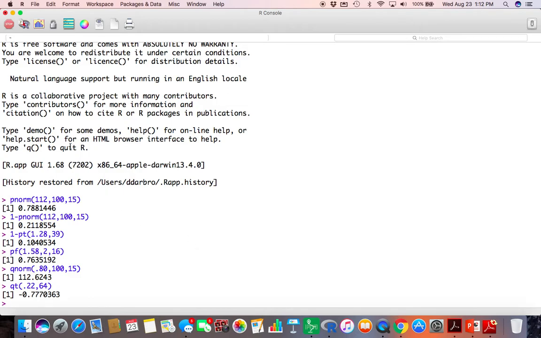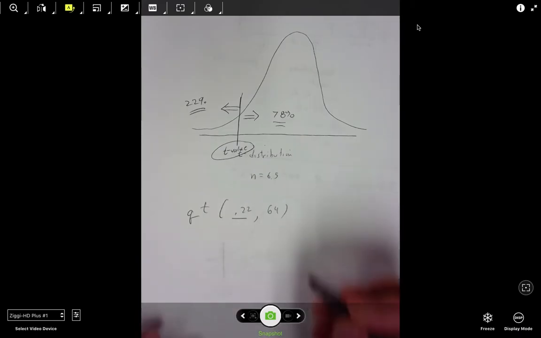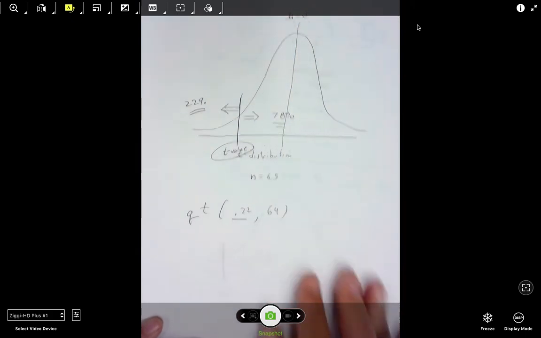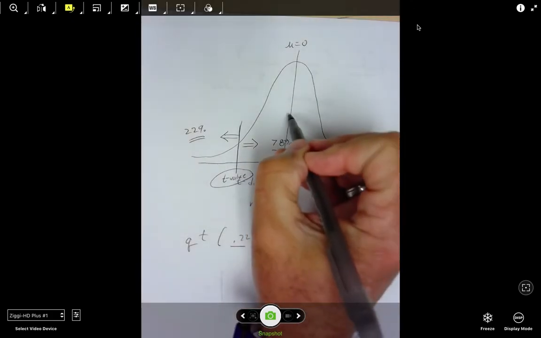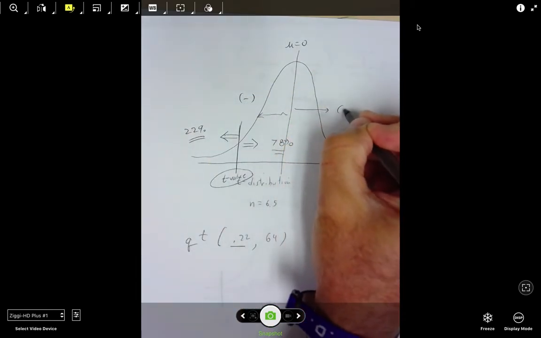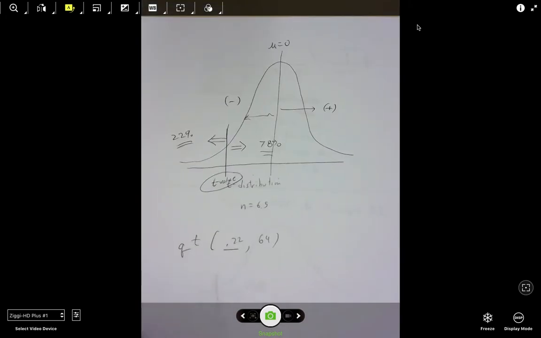Now that makes sense. It might have kind of alarmed you at first to think that you got a negative. But remember, in the t-distribution, the mean is 0. So all these values to the left are negative, and all these values to the right are positive. Now, that's not the same with the F distribution.